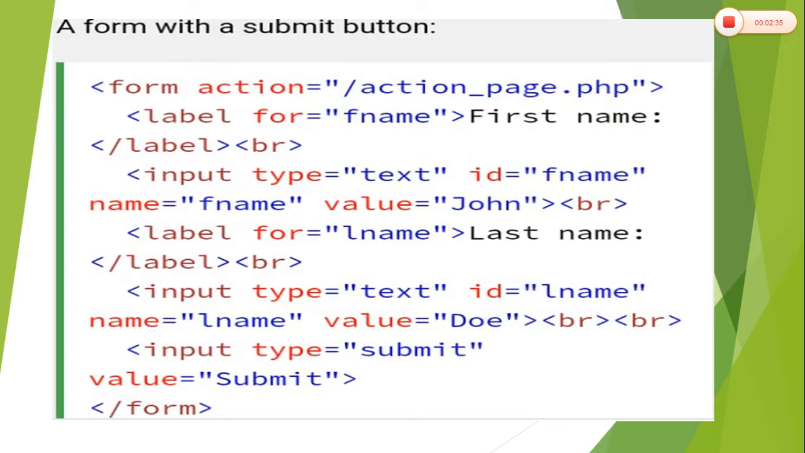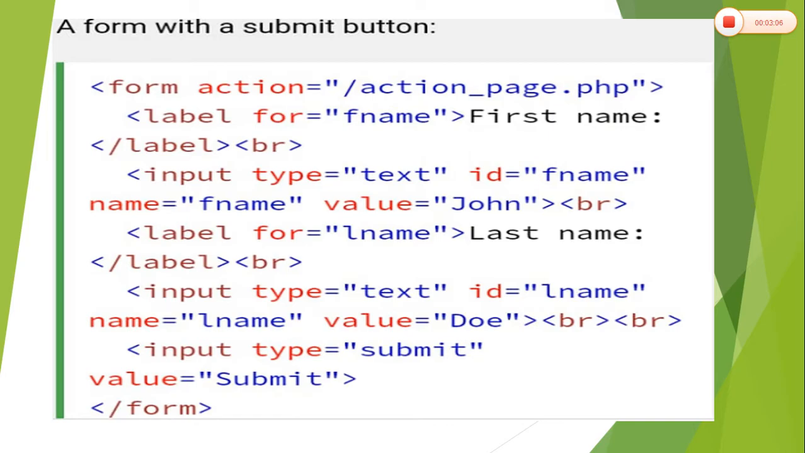And next is for the last name. For that also we require a label, and for entering the last name at runtime we require a text field. For that we write the input tag, type equal to text, id equal to lname, name equal to lname. This displays the text field at runtime.